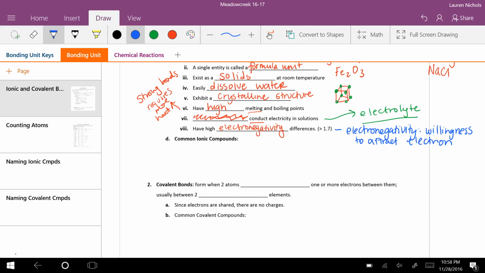Something like fluorine, which has 7 valence electrons, really wants an 8th electron, so it has a high electronegativity value. But something like sodium, which only has 1 valence electron, has a really low electronegativity because it doesn't want another electron. In fact, it would much rather get rid of the 1 electron that it does have.